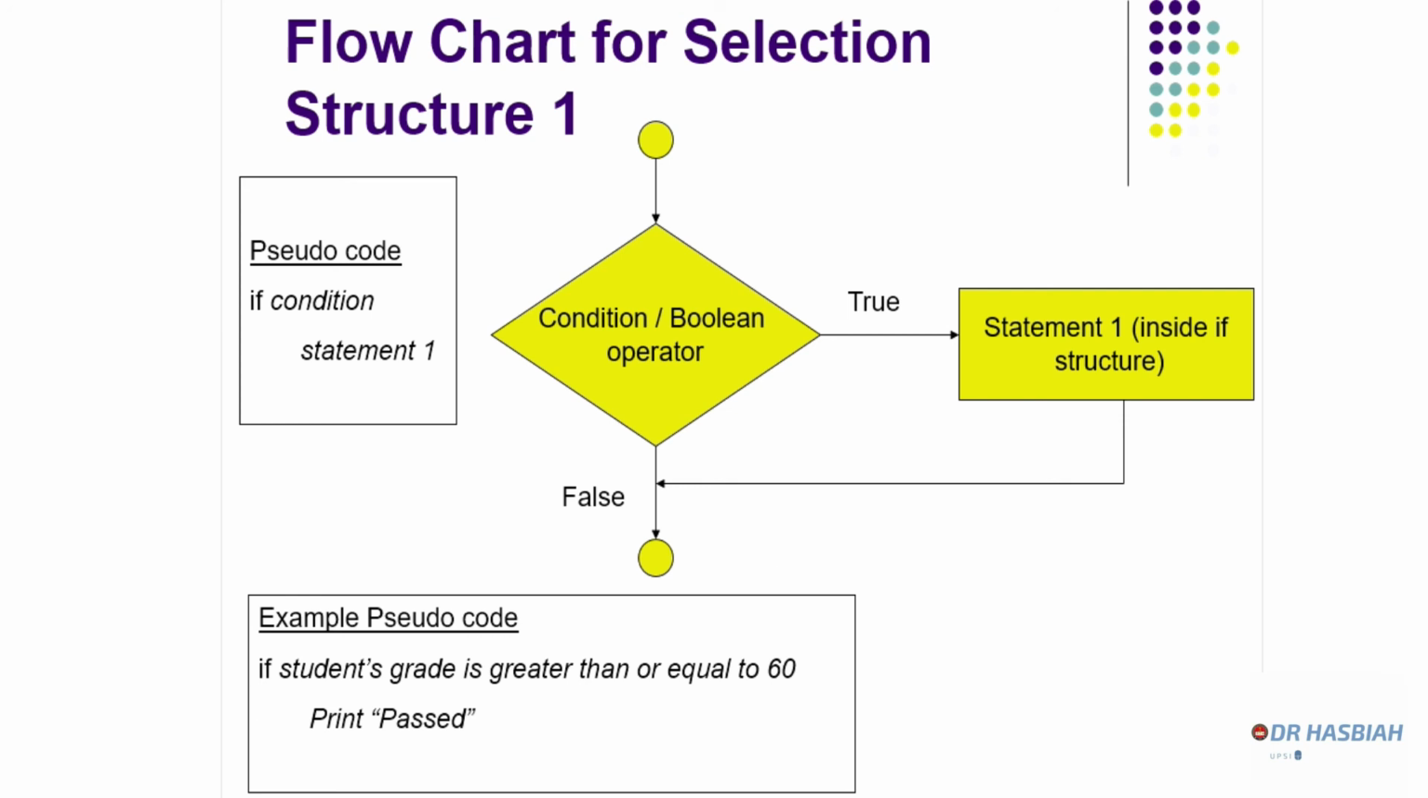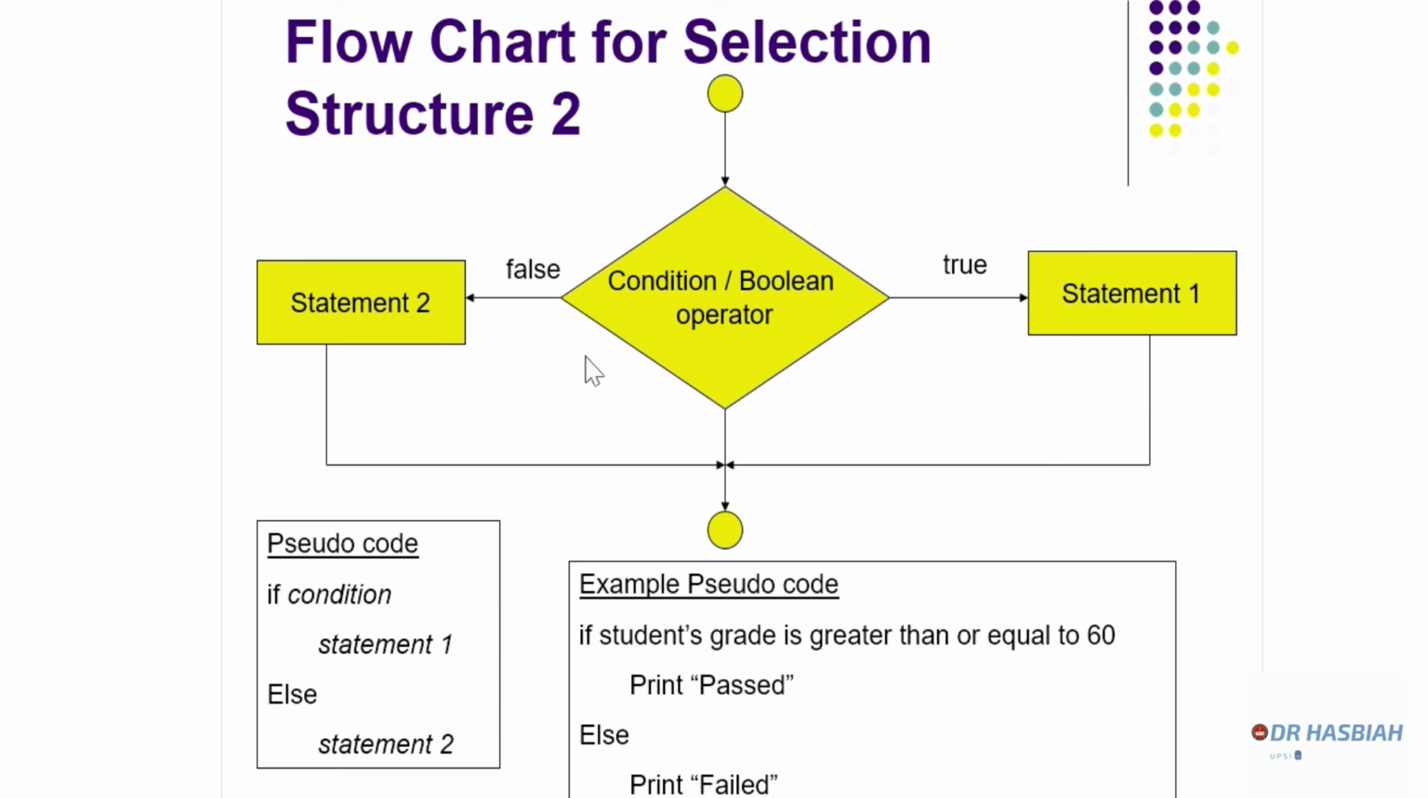So this is the second structure. We have selection for the second structure. You have two choices, true or false. So this is the flow chart for the condition structure.